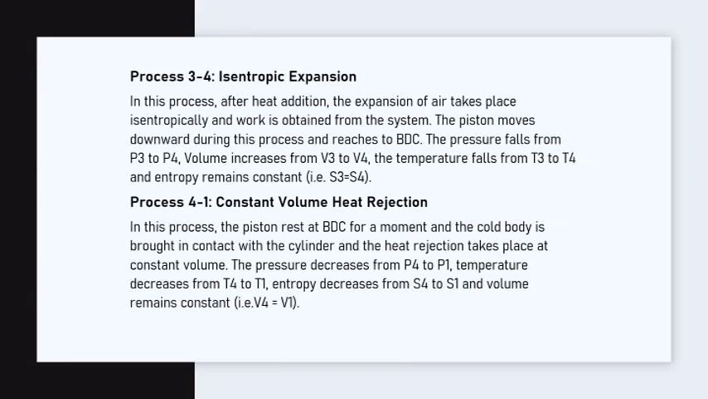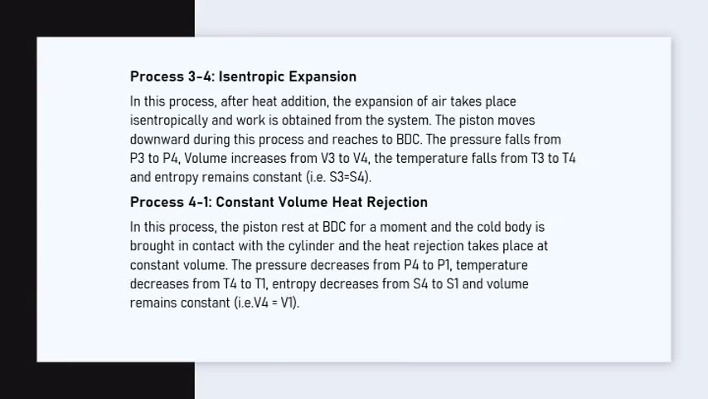After that, process 3 to 4: isentropic expansion. In this process, after heat addition, the expansion of air takes place isentropically and work is obtained from the system. The piston moves downward during this process and reaches BDC. The pressure falls from P3 to P4. Volume increases from V3 to V4. The temperature falls from T3 to T4 and entropy remains constant.